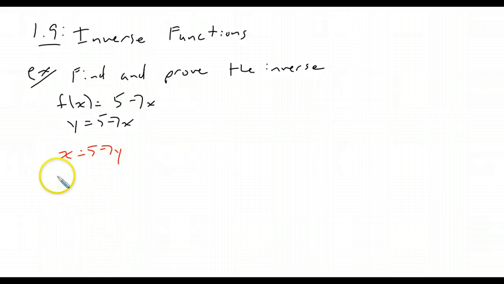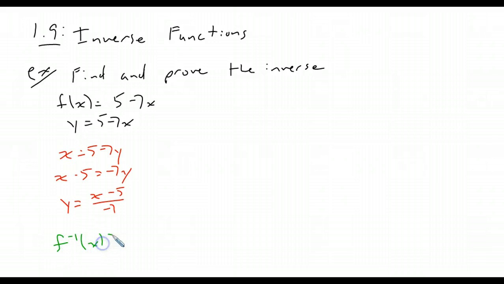for y. So I have minus 5 on both sides equals negative 7y. Divide by negative 7, so y is x minus 5 over negative 7. Don't forget to rewrite this as f inverse, so f inverse of x equals x minus 5 over negative 7. So I have my original function, I have my inverse. I'm going to use both these things to prove it graphically as well as analytically, or algebraically.